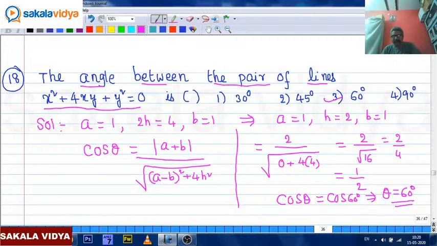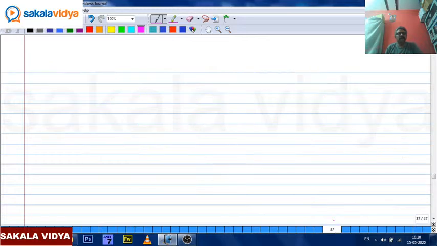Right. Okay. Shall I move to the next question? So now we have been discussing the angle between the pair of lines. 19th one.